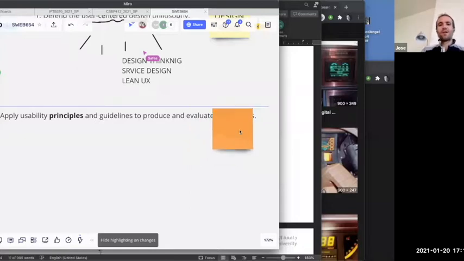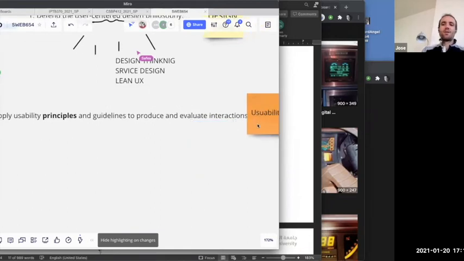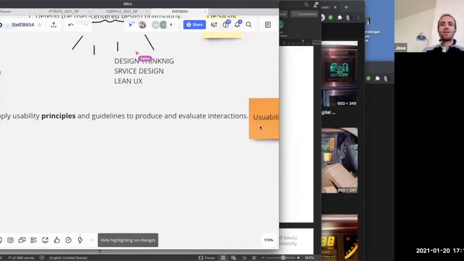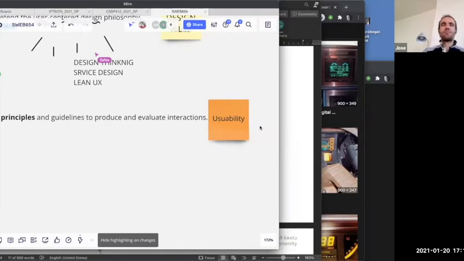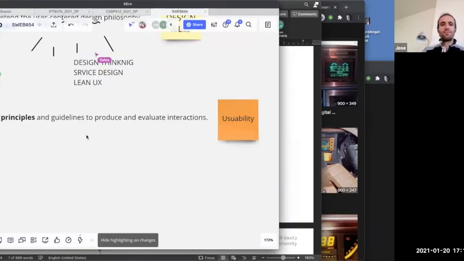This is also known as usability. So how do you measure the usability? I'm talking here about when you have an app or a washing machine, can the usability be improved or not? Is it easy to use? Is it hard to use, and so on? So we will learn about that. That's good.